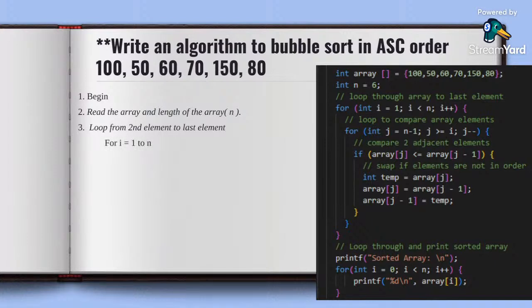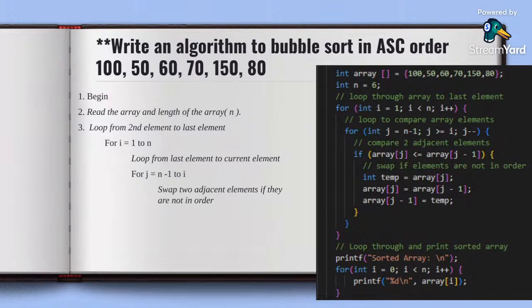For i equals 1 to n. Loop from the last element to the current element: for j equals n minus 1 to i. Swap two adjacent elements if they're not in order. Compare array j minus 1, the previous element, with the current one.